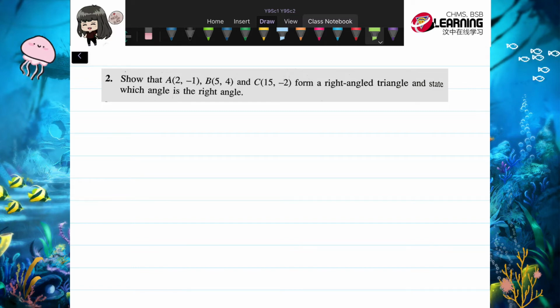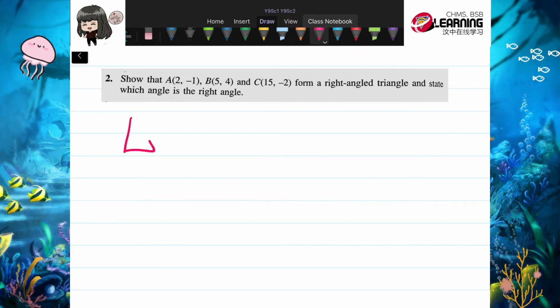Now I assume you already did it on your own, so let's compare your answer with my answer. But if you cannot do it, it's okay, you can refer to here. This one: show that A, B, C, these three coordinates, form a right angle triangle, and state which angle is the right angle. We know these three points will form a triangle, but they say right angle triangle, so we need to know which angle is the right angle.